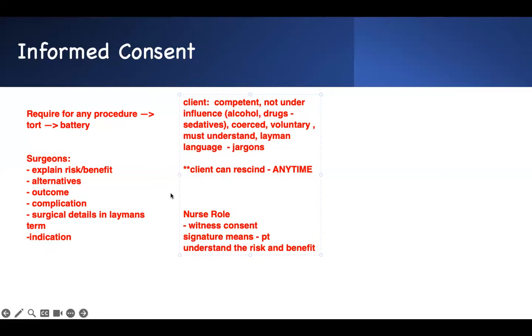They don't have any more questions for the doctor. They don't have any more questions. They're competent. You verify. That's what your signature means. That's all. Signature means they understand the risks and benefit. They have no more question. Patient is competent and he was not coerced. Let me put it there. And it's not under any influence of anything.